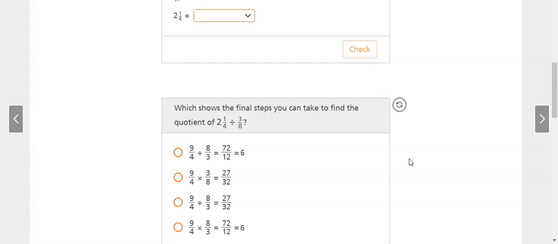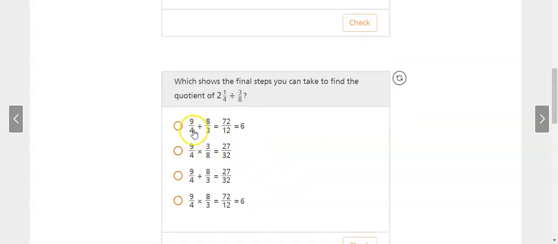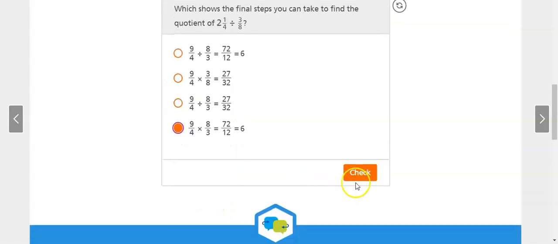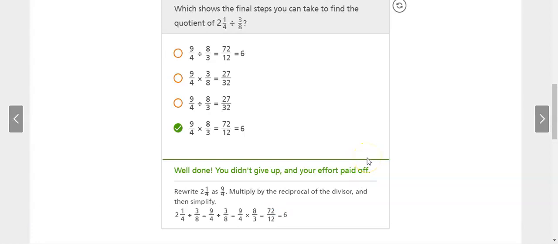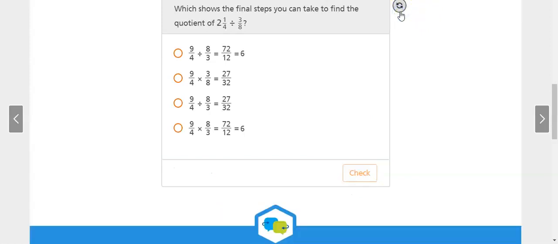Which shows the final steps you can take to find the quotient of 2 1/4 divided by 3/8? So remember we changed 2 1/4 into 9/4. Then we're going to flip the 3/8, because that's the reciprocal. So we're going to rewrite 2 1/4 as 9/4, multiply by the reciprocal of the divisor. That means we flip the second fraction, and then we simplify into 6. On to the next page.